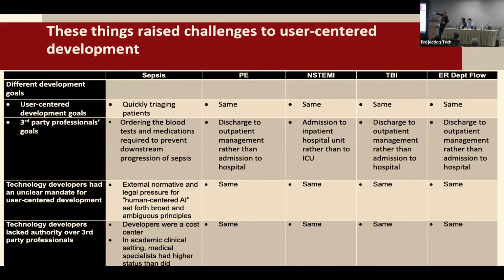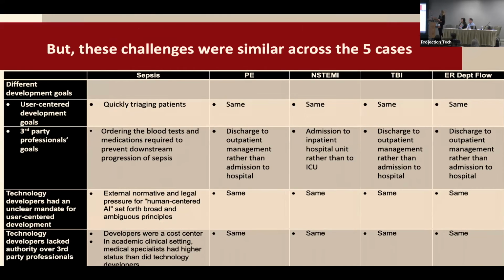So again, I'm just showing you down the side. You've already seen the top here. Their unclear mandate was that out in the world, we want to focus on end users and we want to do human-centered AI, but it's kind of ambiguous and it's not a real strong mandate. And then inside the hospital, they didn't have authority. They were a cost center and the specialists are the ones who are bringing big money into the hospital. But these challenges are similar across cases.